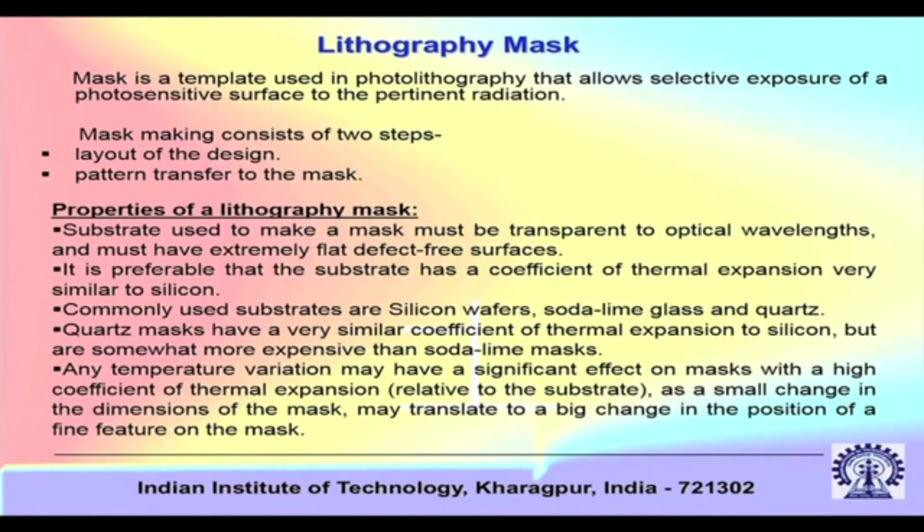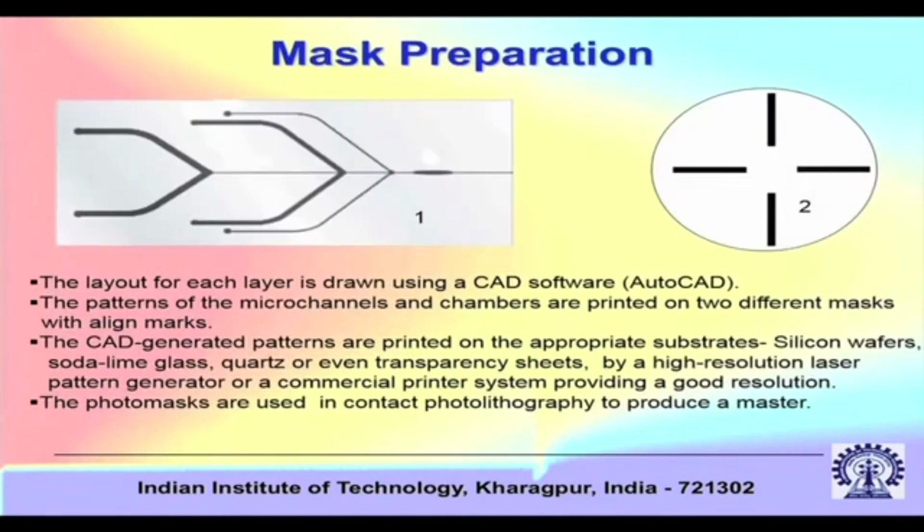Commonly used substrates are silicon wafers, soda lime glass and quartz. Quartz masks have a very similar coefficient of thermal expansion to silicon, but are somewhat more expensive than soda lime masks. Any temperature variation may have a significant effect on masks with a high coefficient of thermal expansion, and a small change in the dimensions of the mask may translate into a big change in the position of fine features. Remember, we are thinking of micron size features, so even a small change in temperature can create a significant change as compared to micron size dimensions.